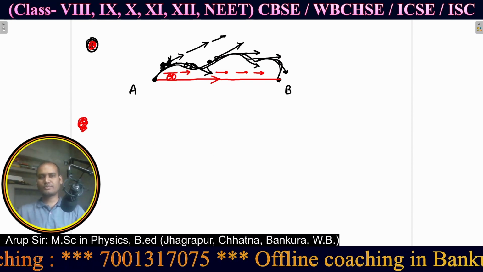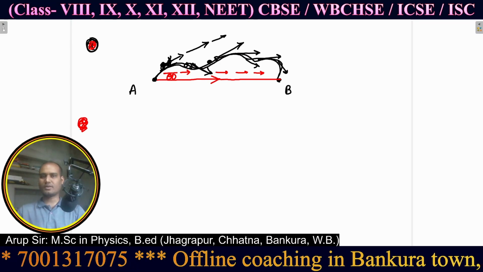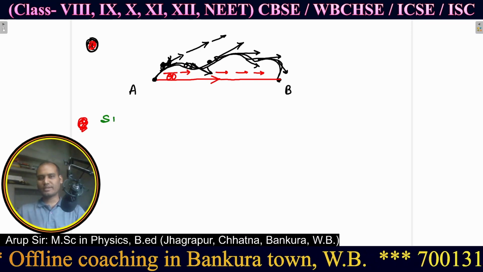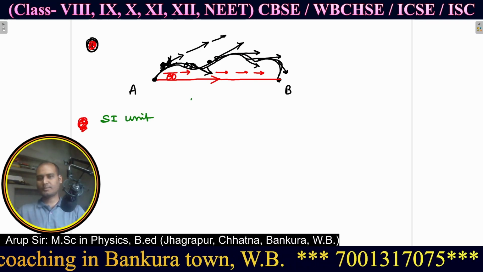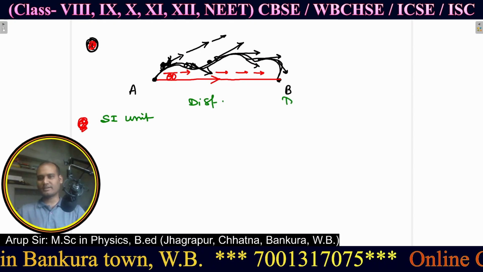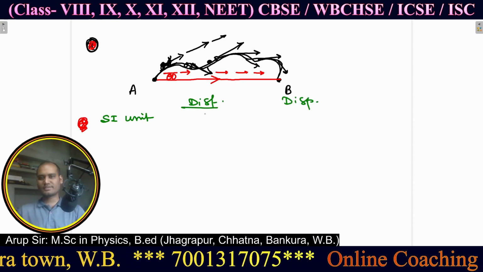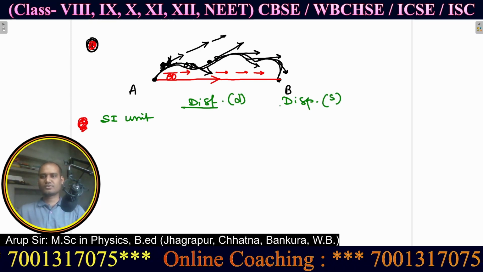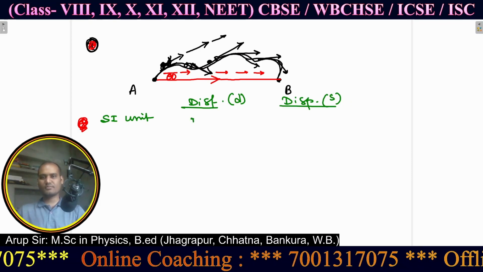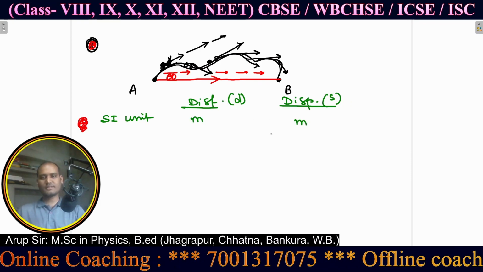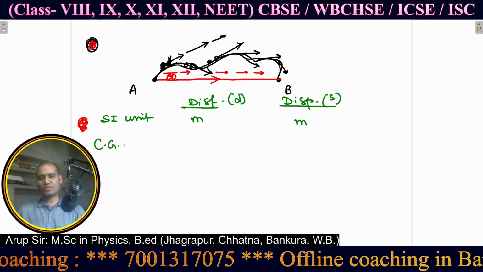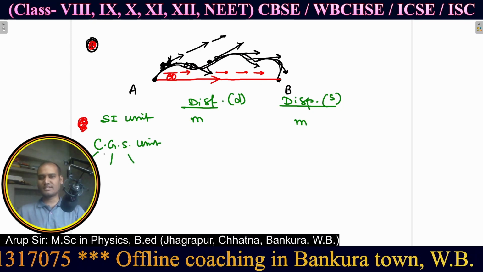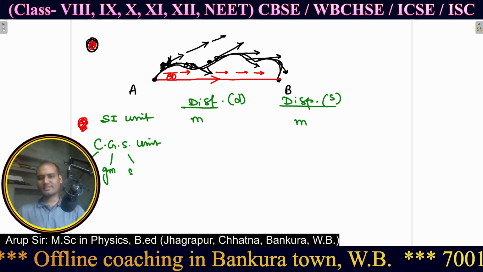Next, let's come to another point, the units of distance and displacement. Let's come to the SI unit of both. Distance is denoted by D or X, displacement is denoted by S. For distance, what is the SI unit? Meter. For displacement it is also meter. Then CGS, you know all about the CGS unit. CGS means centimeter, gram, second.